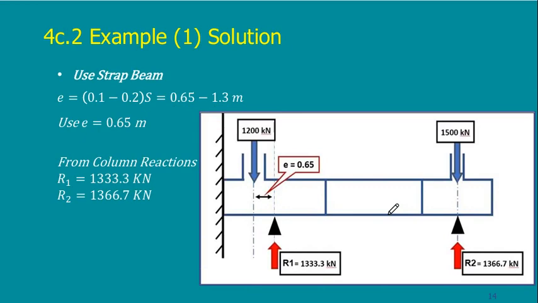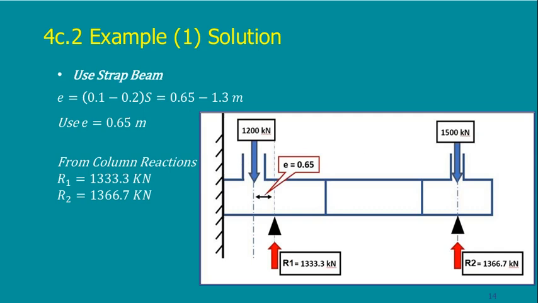How to design the strap beam? To design the strap beam, this is my first load. The blue arrows are for the loads coming from the structure. These are the existing loads. I need to change these blue arrows with these red arrows. What are these red arrows? These are imaginary loads to substitute for the other two loads.